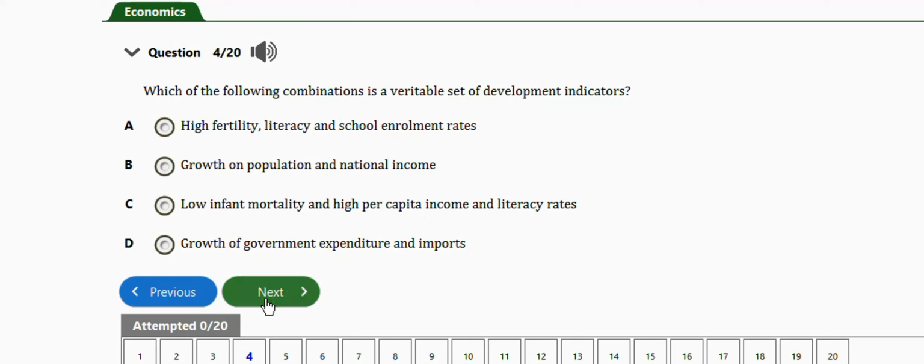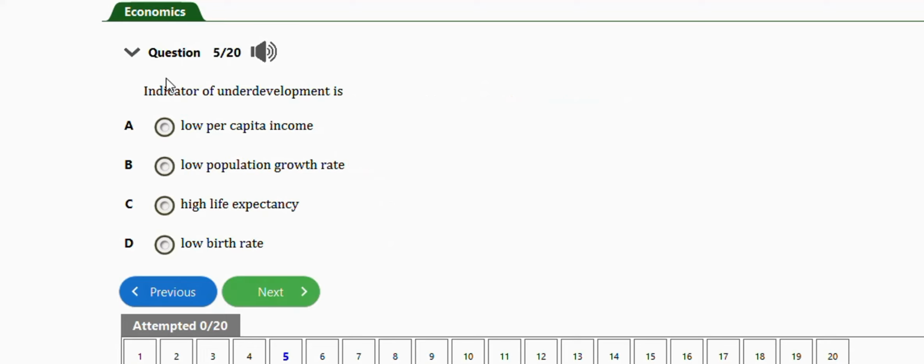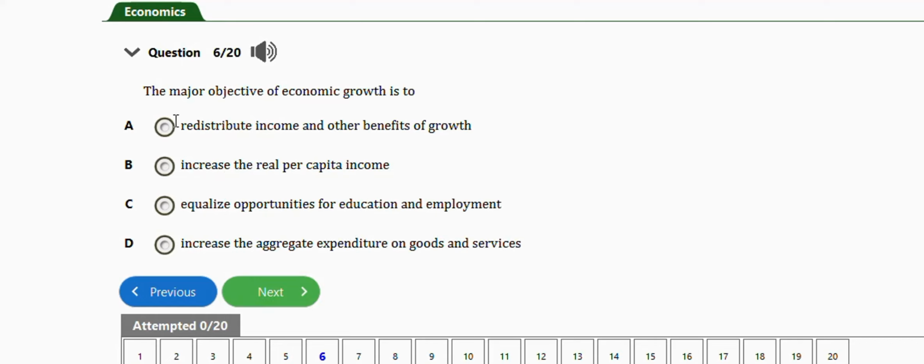Very important. Next question is this one. It says indicator of underdevelopment is low per capita income, low population growth rate, high life expectancy, low birth rate. The right answer is option A, which is low per capita income. This question is this one. It says the major objective of economic growth is to, option A, redistribute income and other benefits of growth, increase the rate per capita income, equalize opportunities for education and employment, increase the aggregate expenditure on goods and services. So guys, the right answer is option B, which is to increase the rate per capita income.